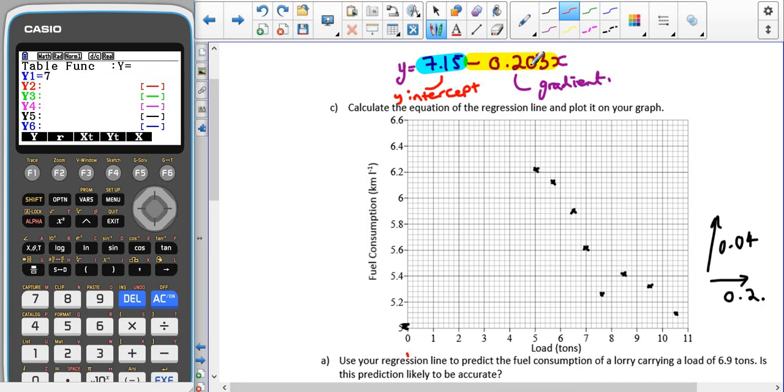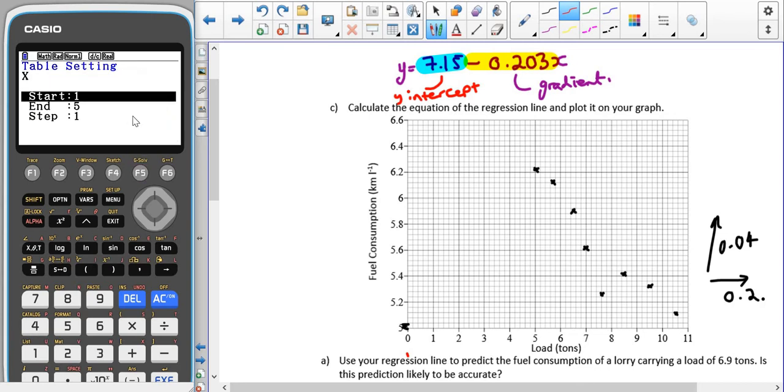So 7.15 minus 0.203. And in the same way as we did for interpolation, we're going to use this x theta t button to be our x. Then when we press EXE, you can see at the bottom there is a set bit. Now the set tells me what the table is going to show me values between. So I only want to have a look between 0 and 11. And I want to go up in steps of 1, so that's fine.